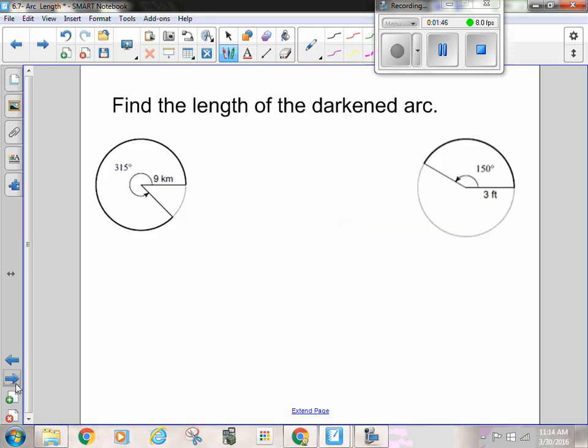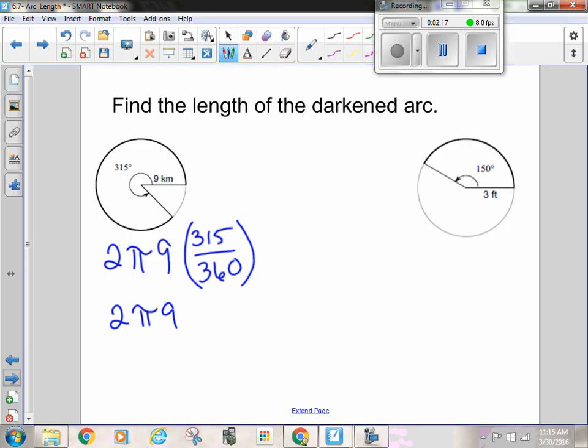Let's look at a couple other examples. Find the length of the darkened arc. So if we look at this one on the left side, again, they give us our radius, but we can do this if we have diameter. That 2 pi r is the circumference, or the 2 pi 9 is circumference. I'm taking circumference. My darkened has a 315 degree measure. Okay, so my 315, I'm going to divide it by 360. So I have 2 pi times 9 times 0.875.